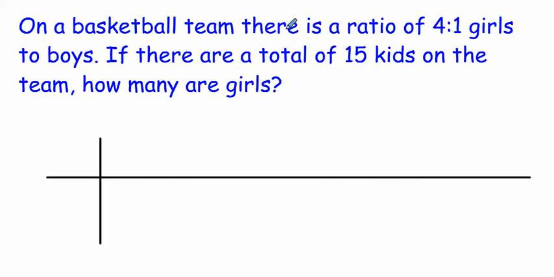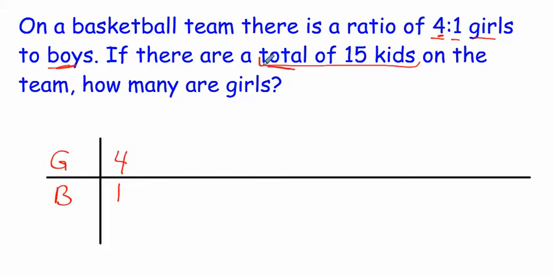So on a basketball team, there is a ratio of 4 to 1 girls to boys. So if there is a total of 15 kids, how many are girls? All right, so let's set up my ratio table. My ratio represents girls and boys. So girls, boys. Make sure your numbers go with it. The first one was the girls. The second number was the boys.